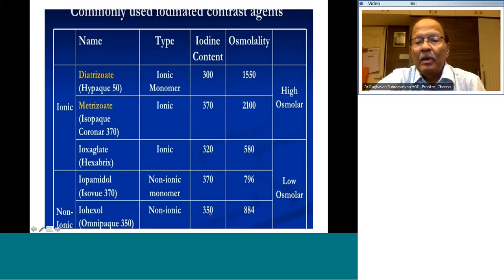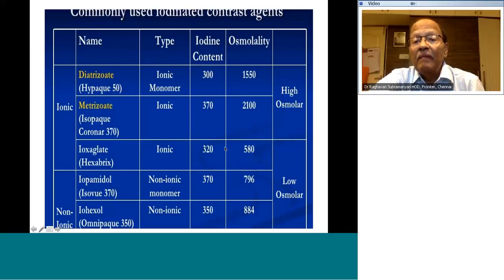Our iohexol is about 1:2.5. Therefore, whichever contrast has a high iodine content in relation to osmolarity, for example, this one has 1 to almost 7. Now, these are 5 to 7, these would be very toxic agents for children. Whereas you can see here, this one is only 1 to 2.5, about 2.5 or 3. This one is even better, 1 to 2 or less than 2.